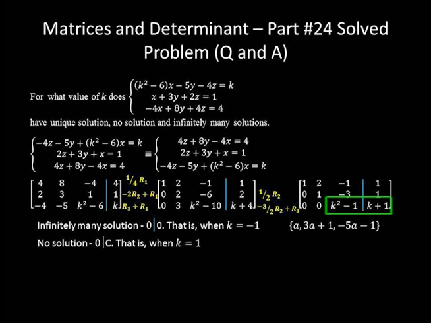The system has unique solution only when k square minus 1 and k plus 1 are non-zero constants. When the values of k are different from positive 1 and negative 1, both k square minus 1 and k plus 1 are different from 0. Therefore, the system has unique solution only when k different from plus or minus 1.